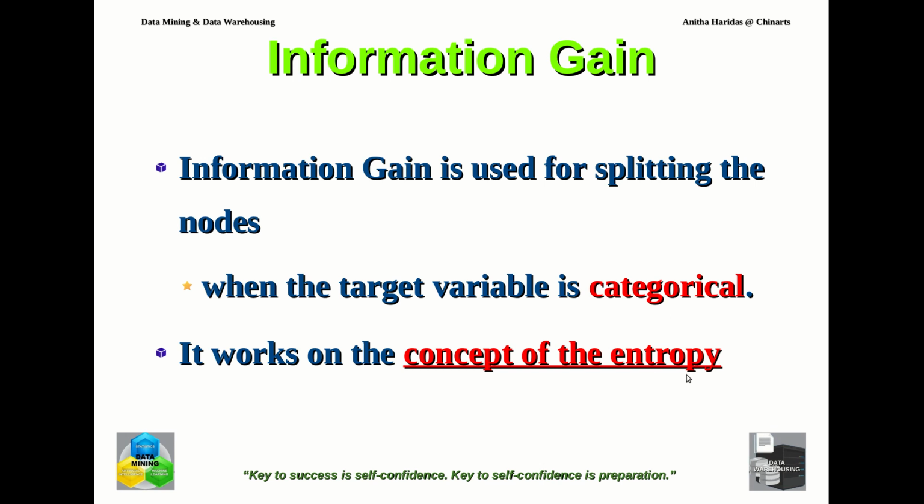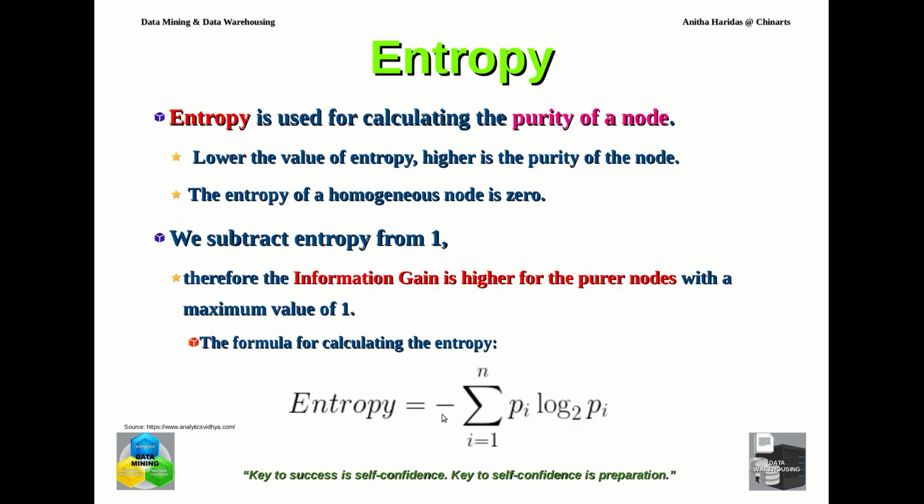Entropy is the value or the base which is used for the information gain calculation. So let us see what is entropy. Entropy is used for calculating the purity of a node. Now, if the value of entropy is lower, then the purity of the node is higher. That is the entropy of a homogeneous node. So when do we call a node a pure node? If the node contains all the homogeneous records.